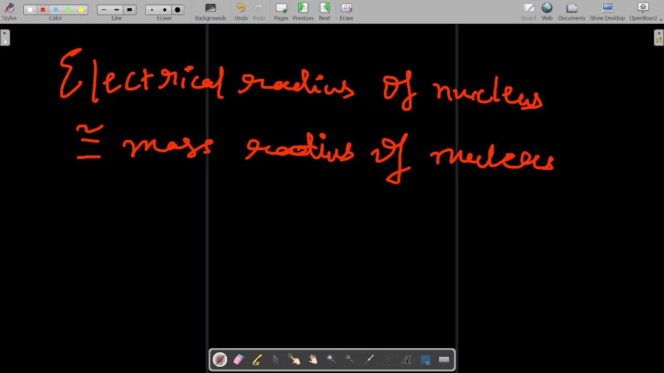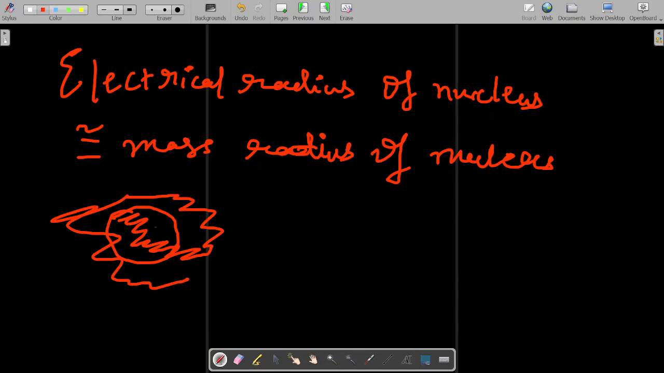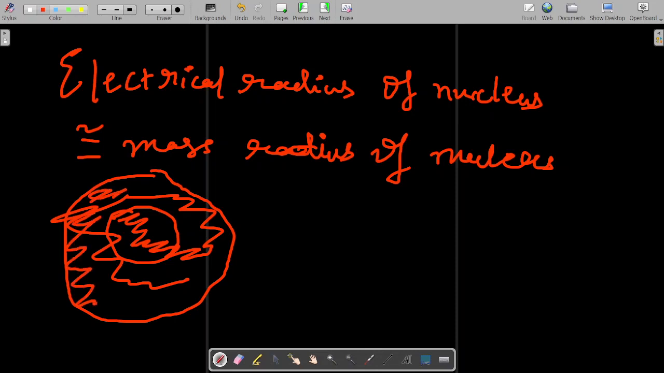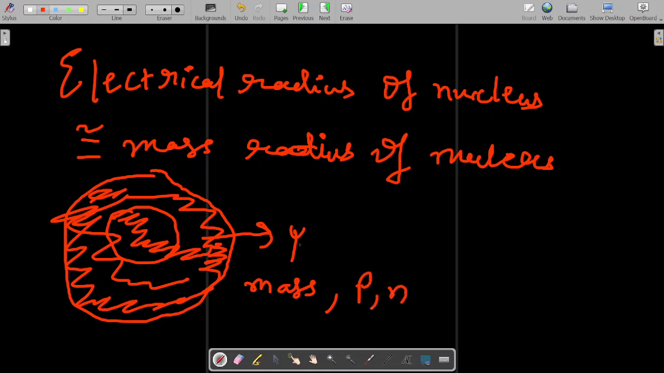What does this mean? This means that suppose the nucleus is like this, and the probability of finding the nucleons in this particular region, this much region, is finite. So the probability of finding the nucleons is finite in this region. What does this mean? That means that the wave function psi has a finite value over here. That means the mass of protons and neutrons will be found in this region.